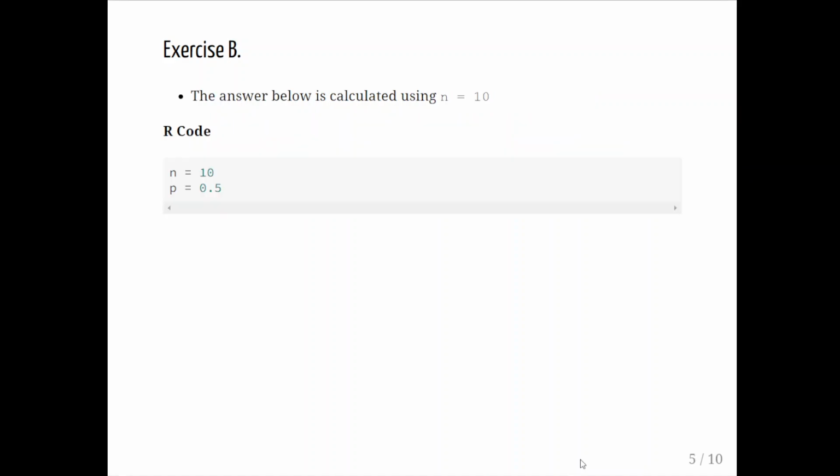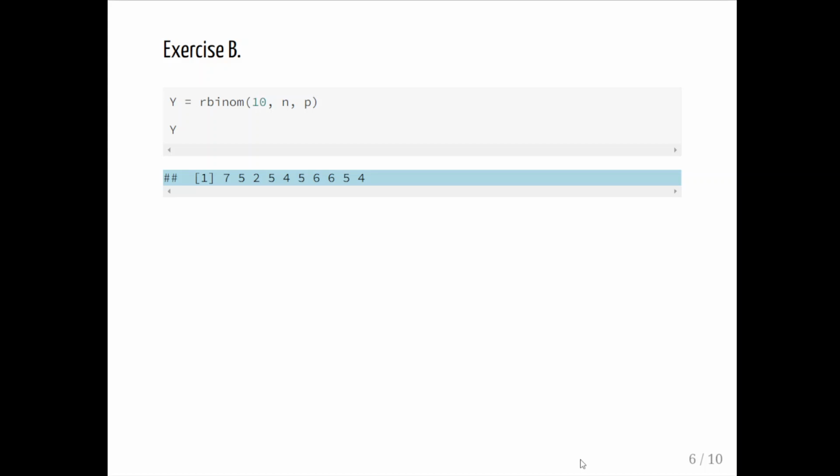Okay, so the answer below is calculated using n equal to 10. So we're going to set up n equal to 10 and p equals 0.5. And we're going to generate 10 random numbers distributed according to that distribution, where the sample size or the number of trials is 10, and the probability of success is 0.5. So here is our little data set.